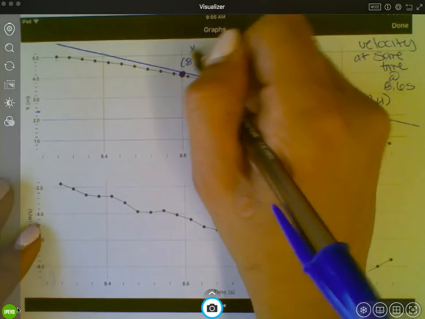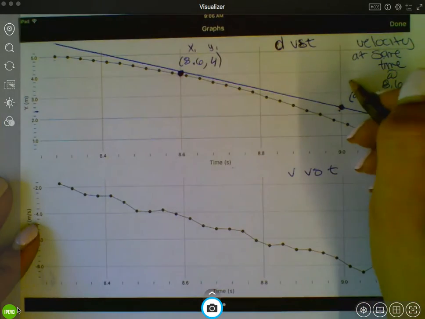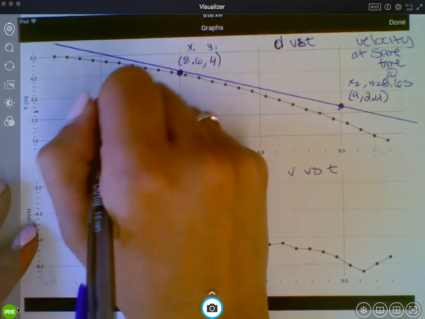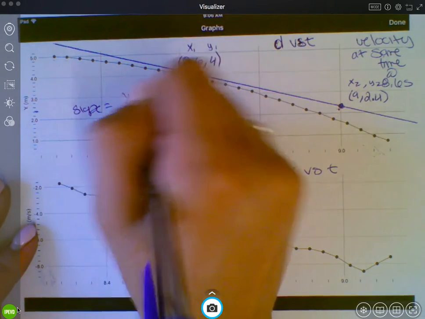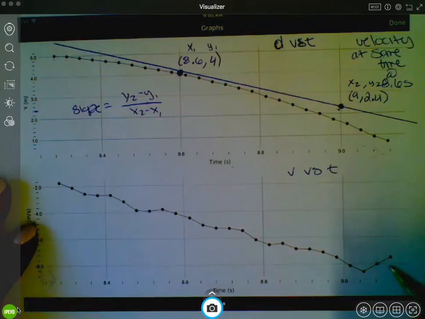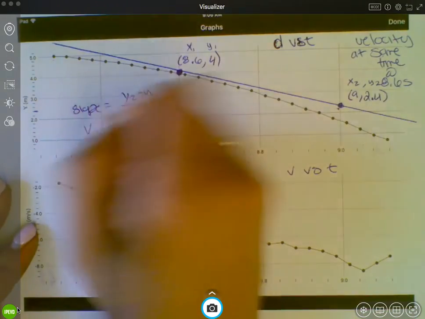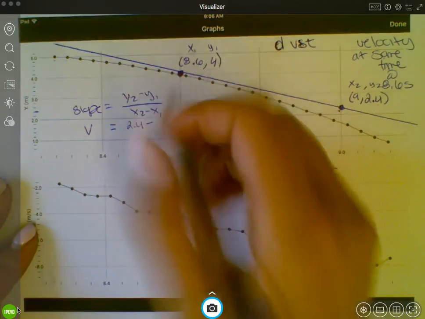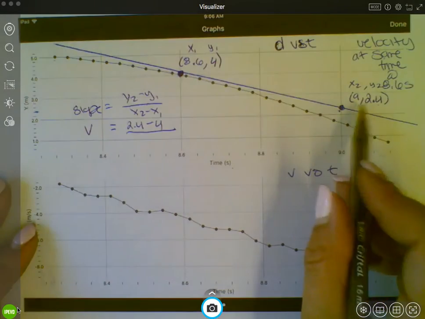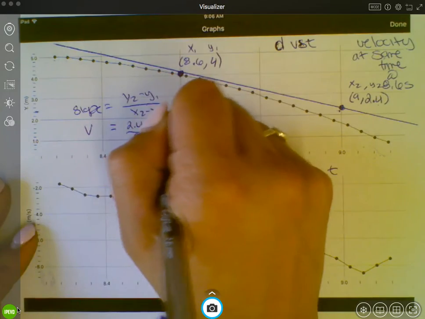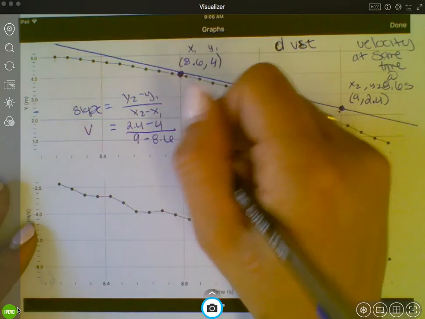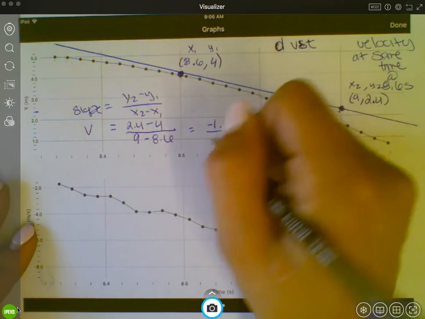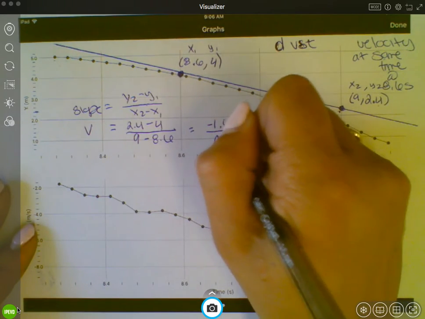Now you should name one of these x1, y1, and this one can be x2, y2. That way the slope equation, remember, is y2 minus y1 over x2 minus x1. I just plug into that, and the slope will equal the velocity. So y2 is 2.4 minus 4, over x2, which is 9, minus 8.6. So 2.4 minus 4 is negative 1.6, and 9 minus 8.6 is 0.4.